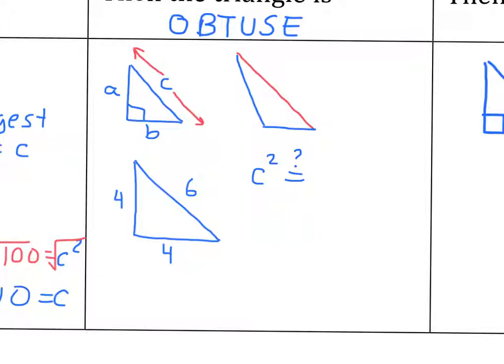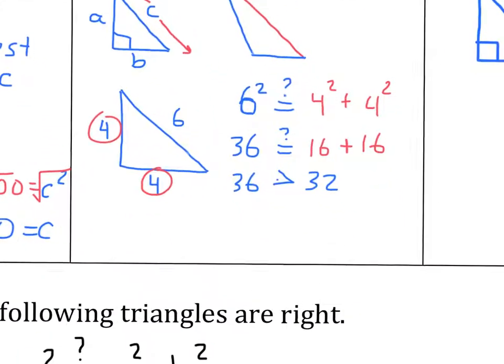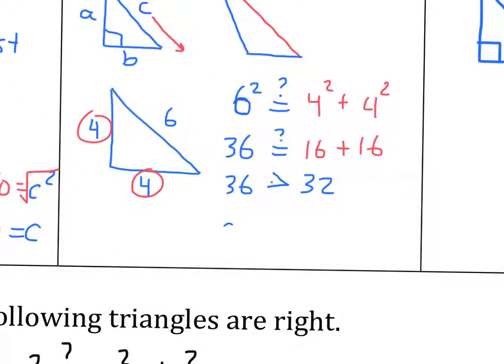So now I put my legs here, what seem like my legs, 4 squared plus 4 squared. And I forgot to make this into a 6. All right, so I bring down a 36. I don't know if it's equal to, and I bring down a 16 plus a 16. So here I get 36 is greater than 32. So because the c squared is greater, my answer is obtuse triangle.